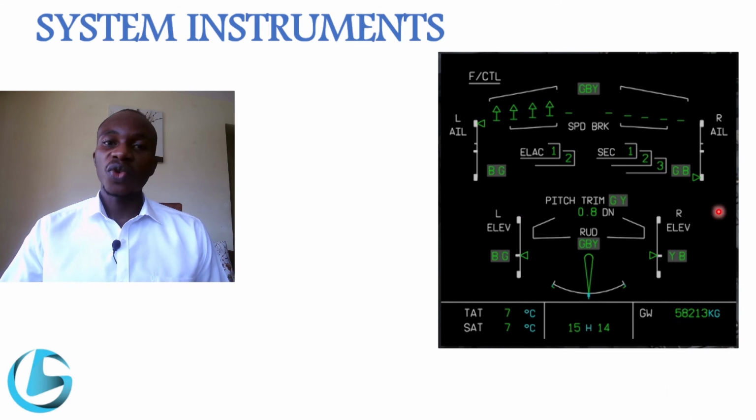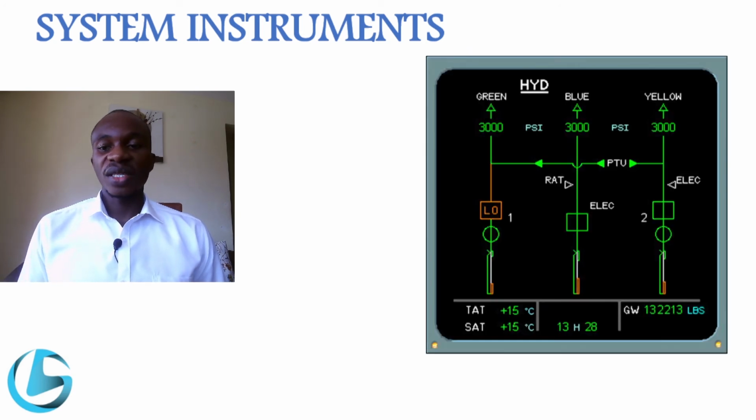This is for the flight control system, and it shows the spoilers, or speed brakes, if they're extended or retracted. It shows the aileron, if it's up or down, right aileron. You can see the elevator, if it's up or down, and the rudder, if it's to the left or to the right. So this is all the indication for the flight control system.